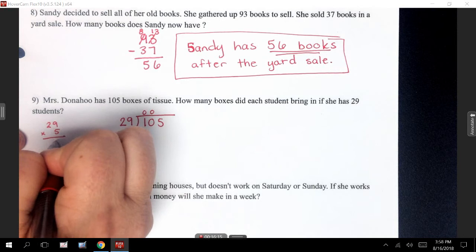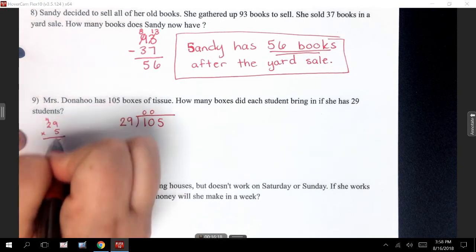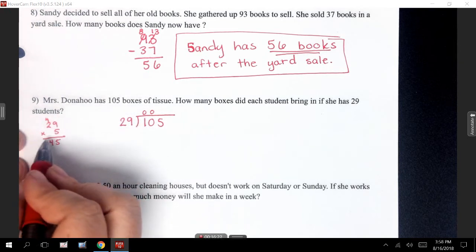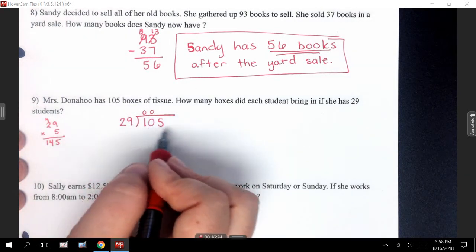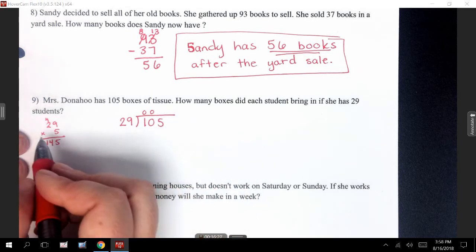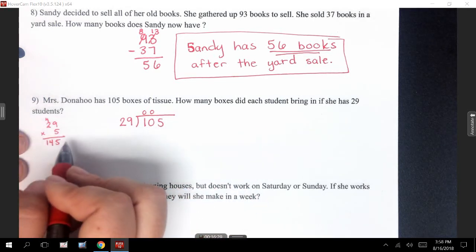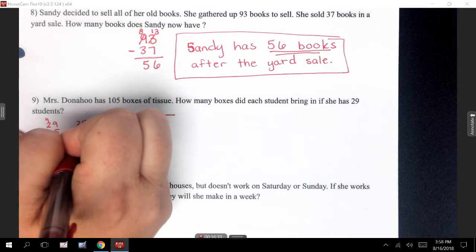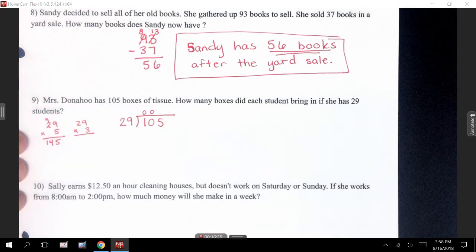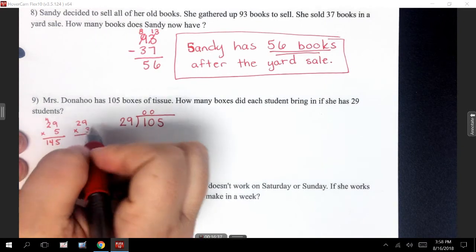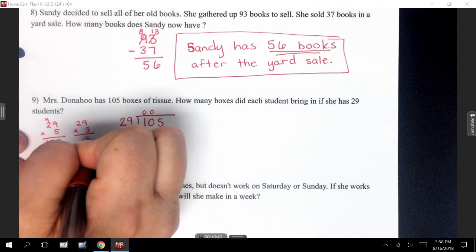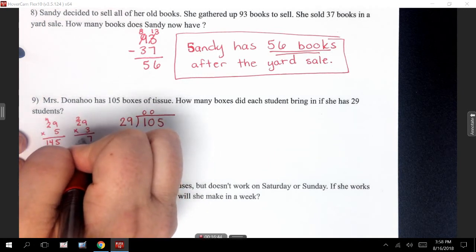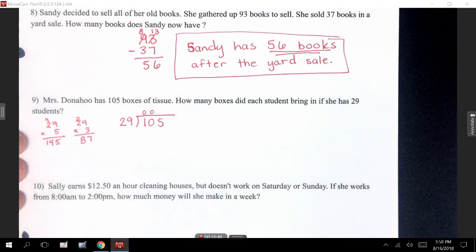So here we have 5 times 9 is 45. Carry my 4. 5 times 2 is 10 plus the 4 is 14. So 145 we can see is much larger than 105. So I know I'm going to have to drop down. Since it is so much larger, instead of just dropping down 1, I would probably try to drop down 2 to try 3 next. All right, so 3 times 9 is 27, carrying my 2. 3 times 2 is 6, plus the 2 is 8. So that gives me 87 there.